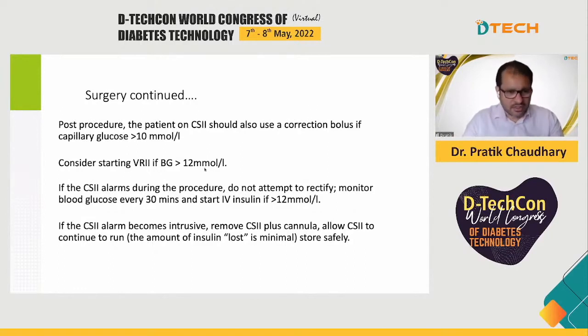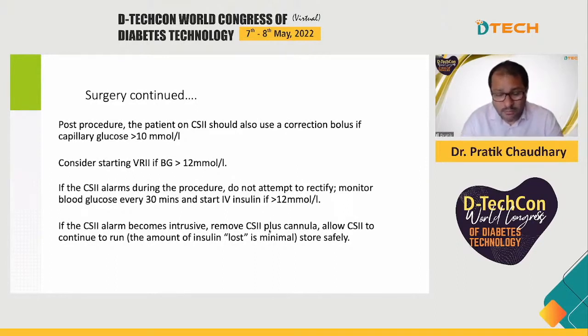The set might not be working. The patient might be in physiological stress. And again, if the pump alarms, some recommendations are that the anesthetist doesn't bother, just keeps going as they're going. But if the alarm gets too insistent, just take the pump off and keep it somewhere safe.